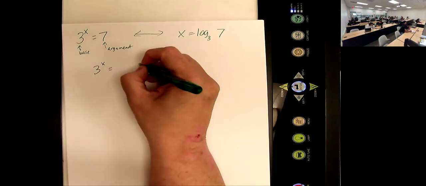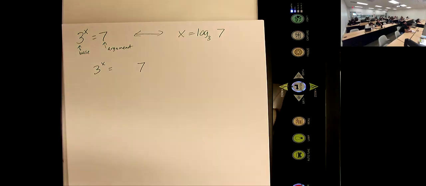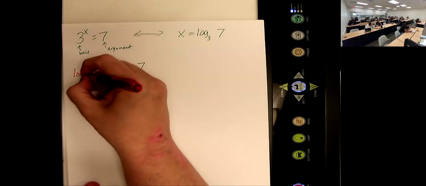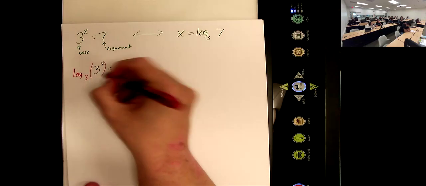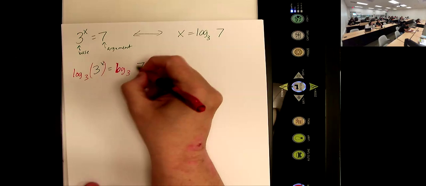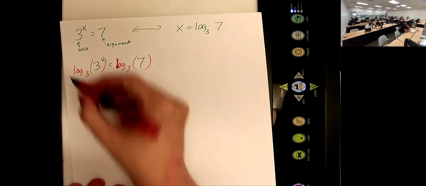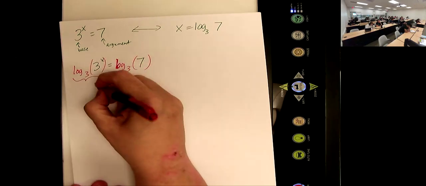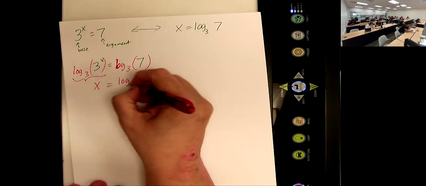The other way of doing this is taking log of the same base on both sides, using the base of the exponent. And the log base b of b cancels out. This is x equals log 3 of 7.